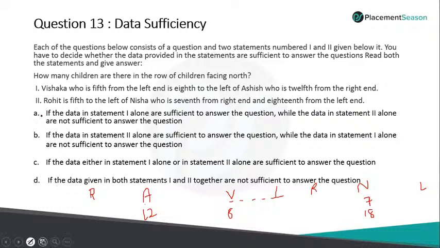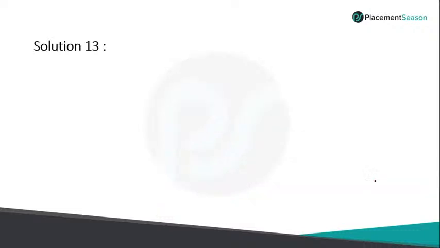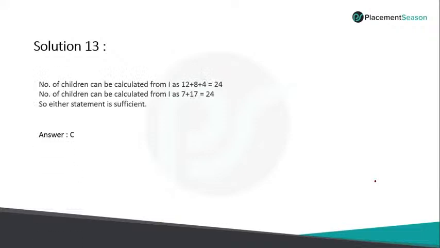So what should the options be? First option: data 1 alone is sufficient, but data 2 alone is not sufficient. That's not the answer. Second: data 2 alone is sufficient, but statement 1 alone is not. No, it is not there. The data in either statement 1 alone or statement 2 alone is sufficient to answer. Yes, either statement is sufficient. The solution for the 13th question is C. Yes, 24, we got it.